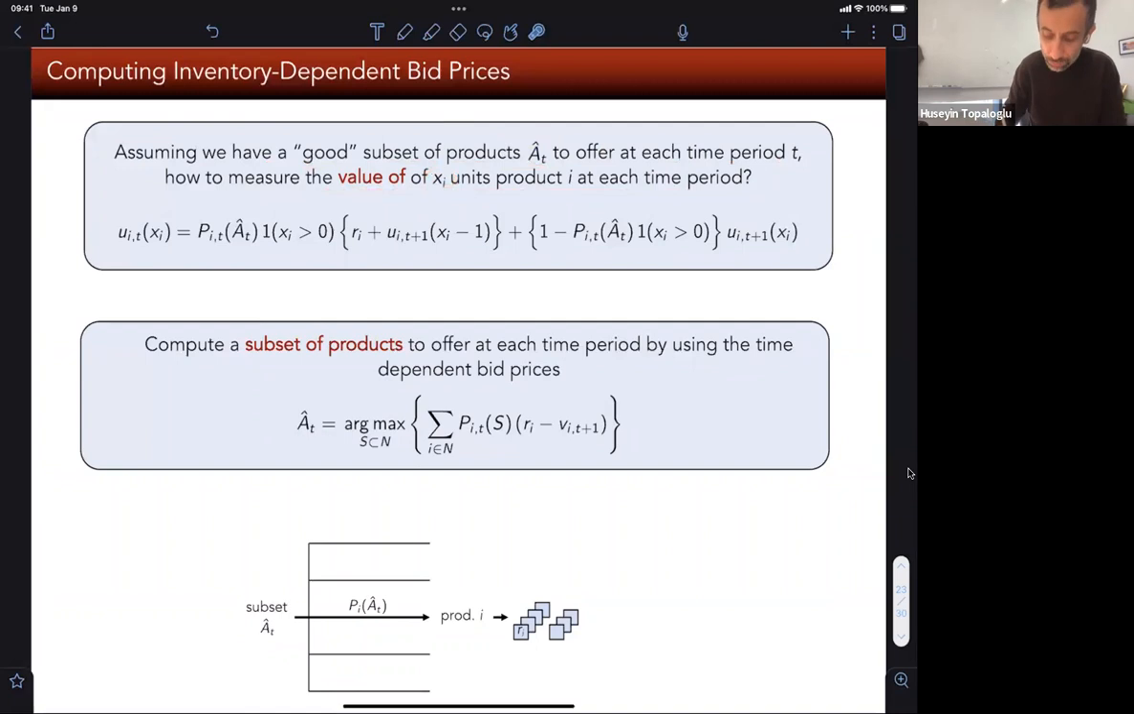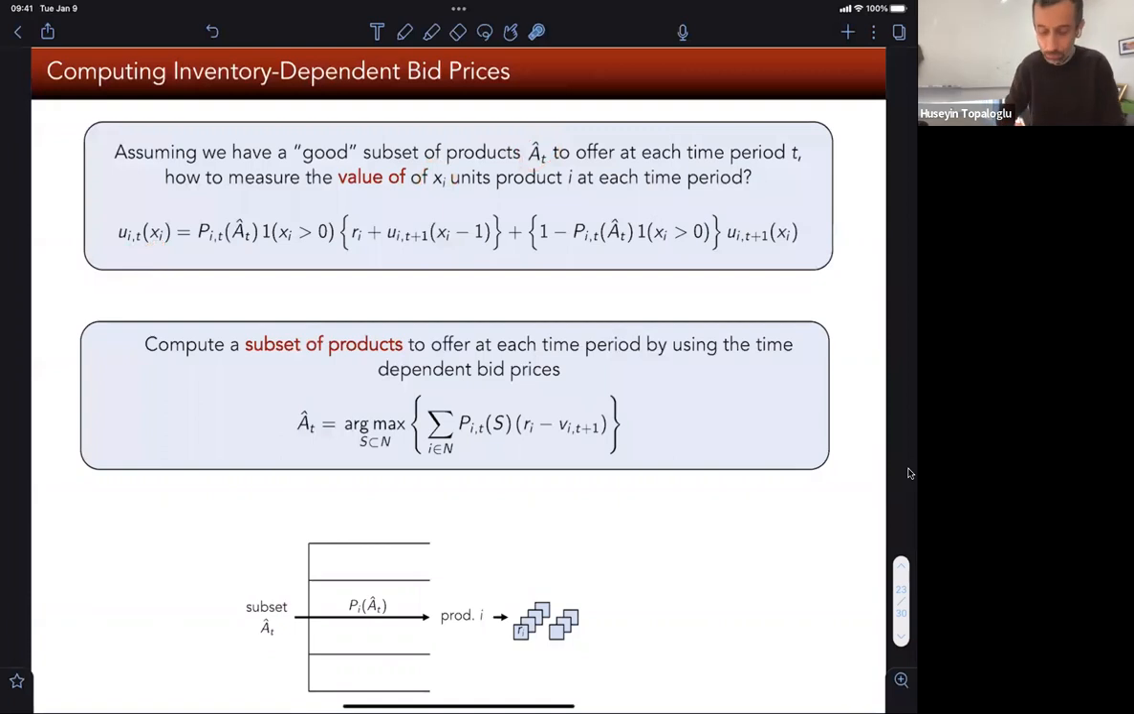So you give me a good assortment A hat T to offer at each time period T. How can I measure the value of having xi units of product I at each time period T? Here's how we're going to do that. This is the value of having xi units of product I at time period T.